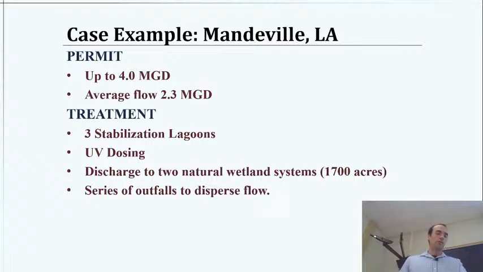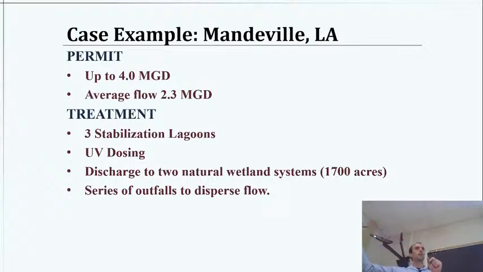So the idea was to use 3 stabilization lagoons, UV dosing, all this stuff, and then send it through 1,700 acres of wetland that then discharges into Lake Pontchartrain. So it'd be like a natural assimilation system. And there's a series of outfalls.